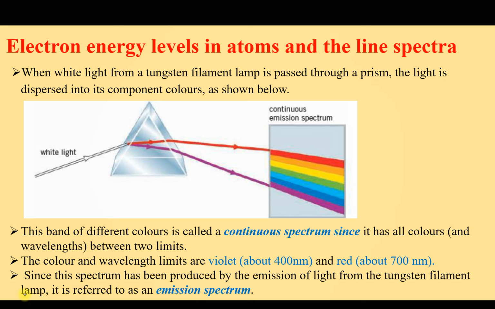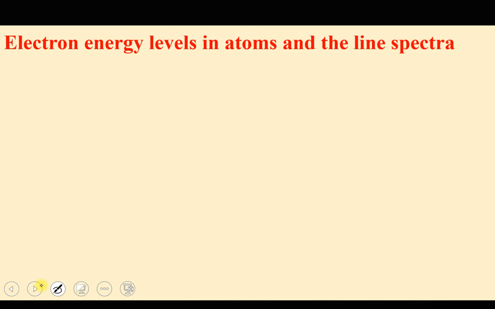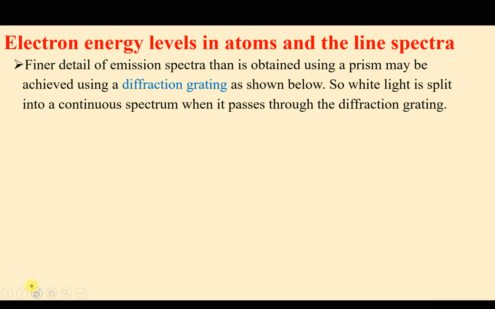If we want to get finer details of the emission spectrum for the light coming from a tungsten filament than that obtained using a prism, this may be achieved using what we call a diffraction grating, that you saw in AS physics of waves. So white light is split into its constituent continuous spectrum when it is also passed through a diffraction grating.